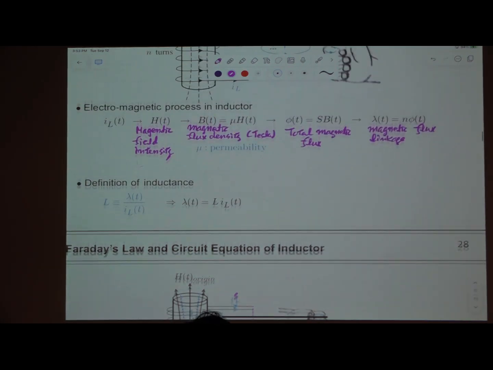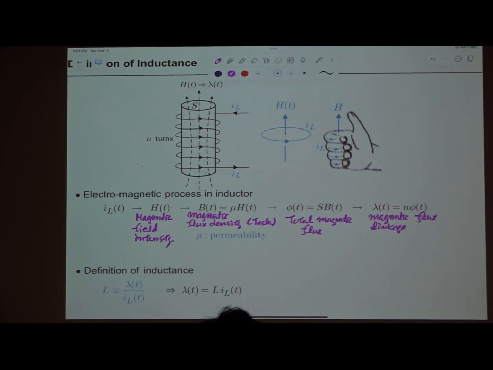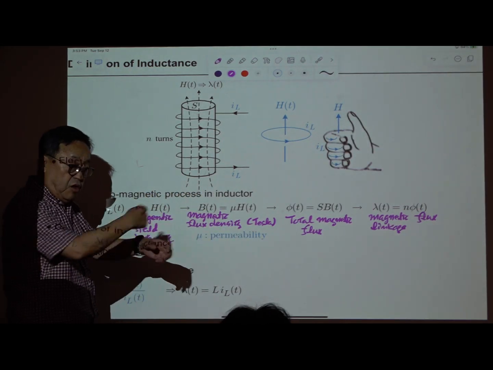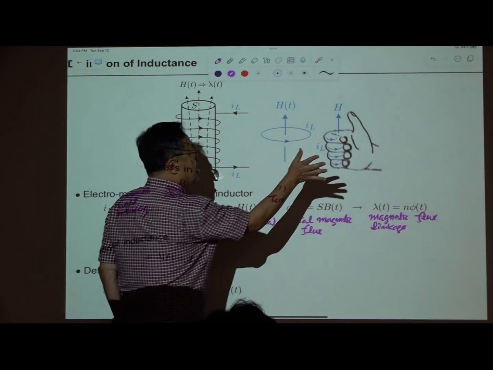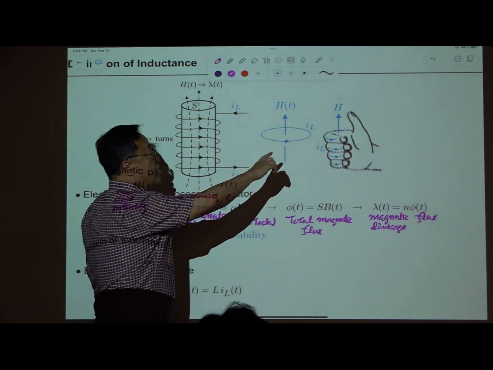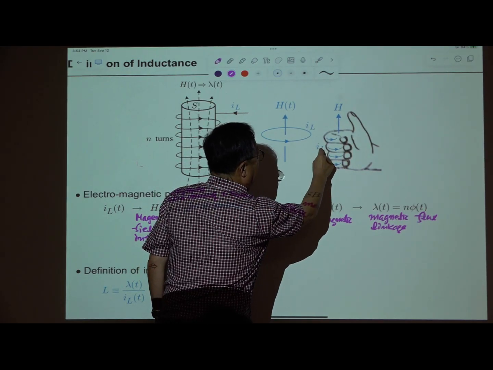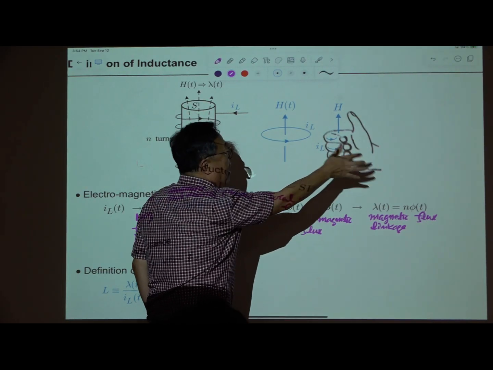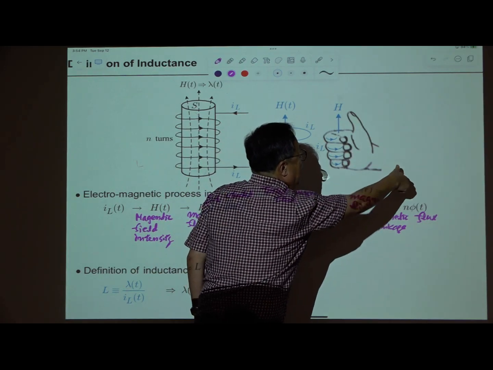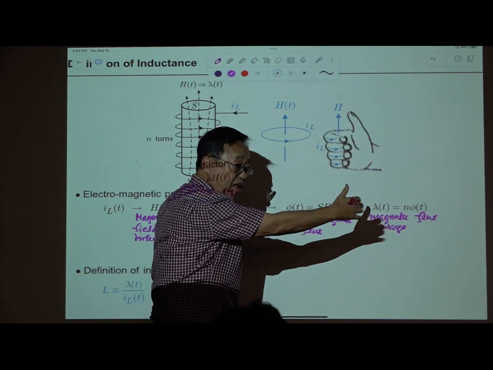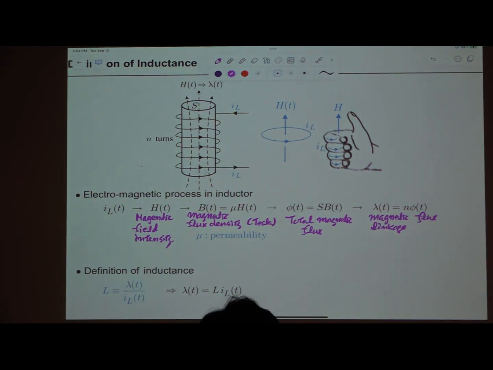And this is Ampere's right-hand rule. If you generate something, use this right hand. If you are rotating something, use this one. So this is the direction of I, then H is here. This rule also applies to finding the direction of I due to H. If there is an H in this direction, then I will be in this direction. What I mean is the relationship between H and I_L is always determined by this right hand. So this is the basic circuit equation of the inductor.